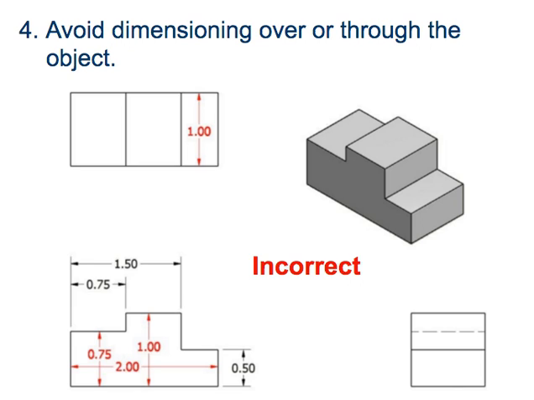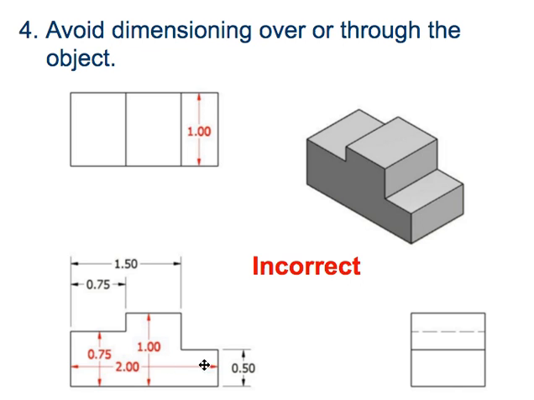Number 4, avoid dimensioning through the object. Notice over here how you're being given the full depth of your part, but then this dimension was put inside the shape. Please don't do that. Try to avoid doing this. So this should be to the right.